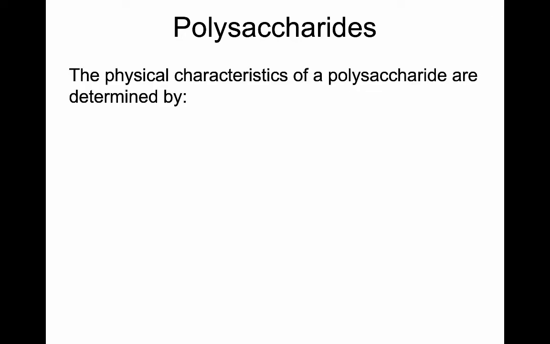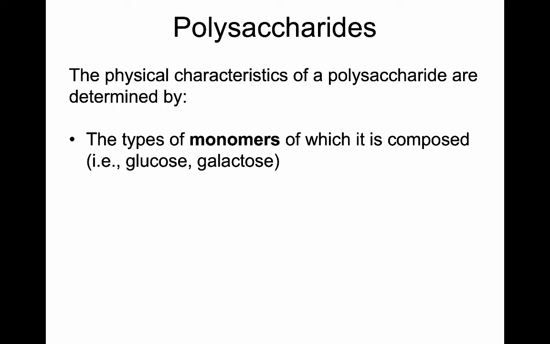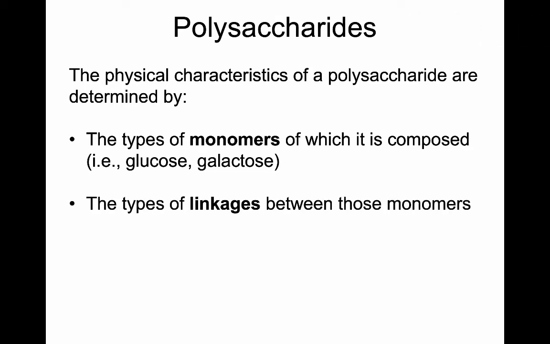So what we're going to see modeled by these examples is that the physical characteristics of a polysaccharide are determined by the type of monomers of which they're composed, so whether it's got glucose or galactose or so on, and also the type of linkages between those monomers, so whether they're alpha or beta, as well as any additional modifications that the different monomers or the different sugar residues in the polysaccharide have.